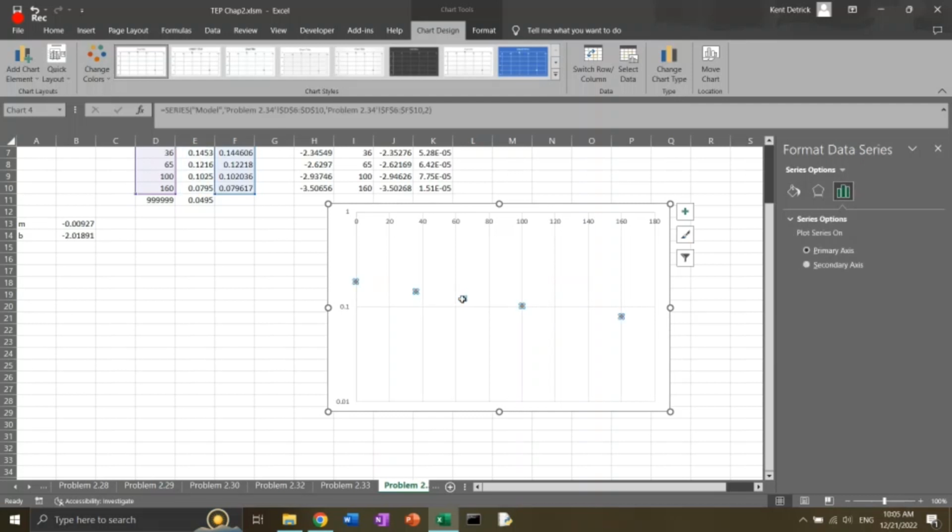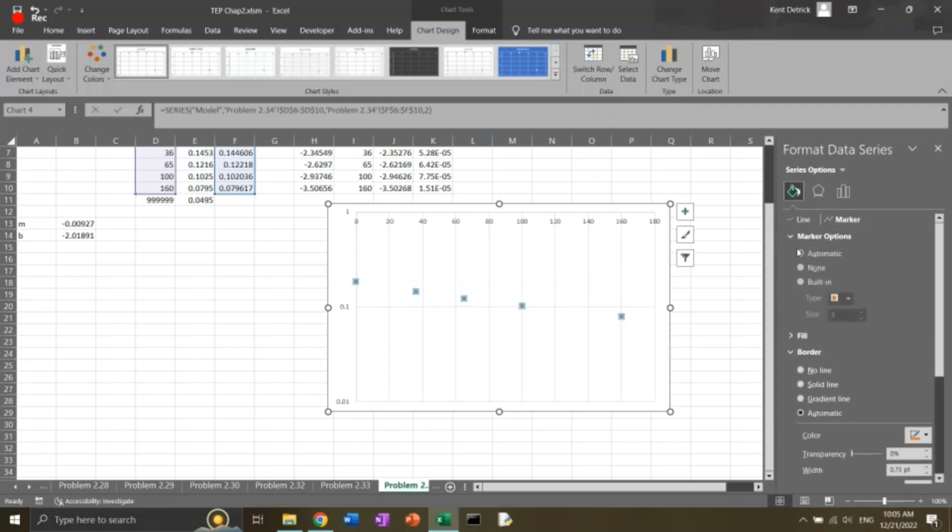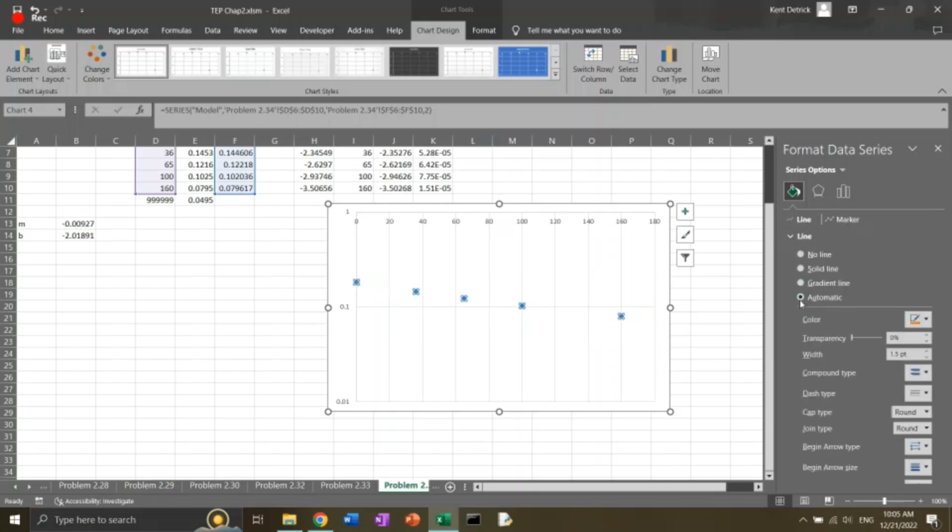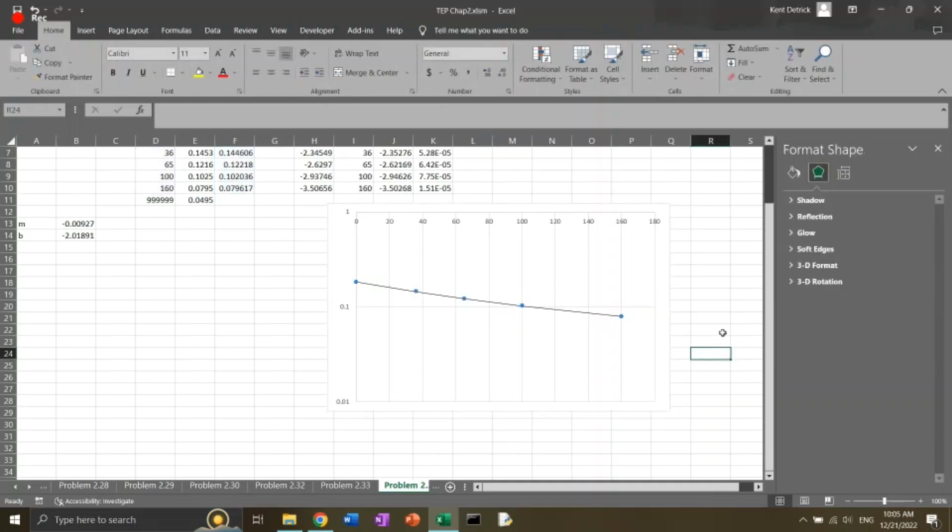Let's change our model to be a skinny line instead of markers so that we can actually see the line a little better. Make it a skinny line that's black, and then maybe we'll be able to see how close it is. Okay, so our model fits the data very well.